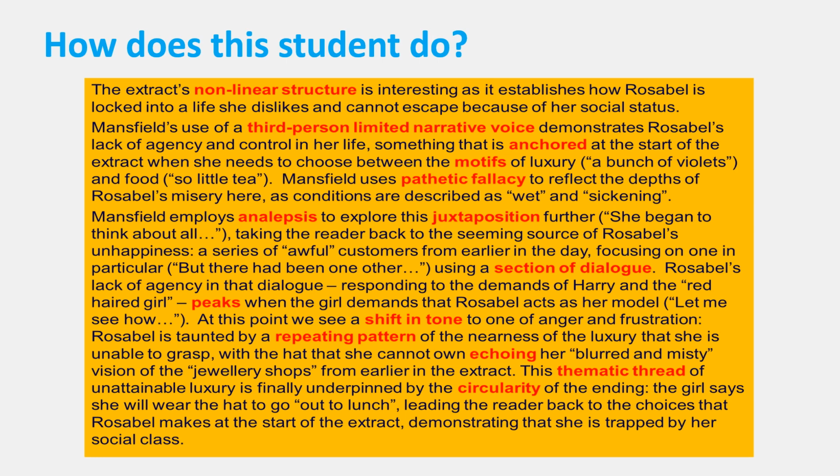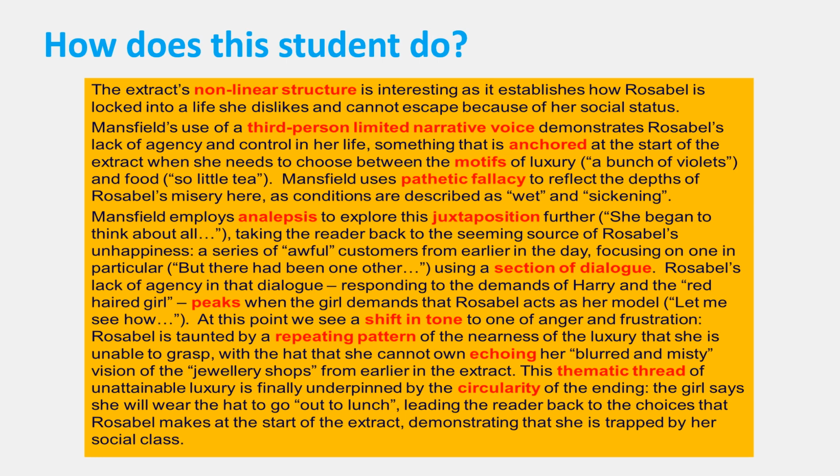Okay, so the answer is the student does really well. Let's have a look at the answer bit by bit. The extract's non-linear structure is interesting as it establishes how Rosabelle is locked into a life she dislikes and cannot escape because of her social status. The student here calls it a non-linear structure.